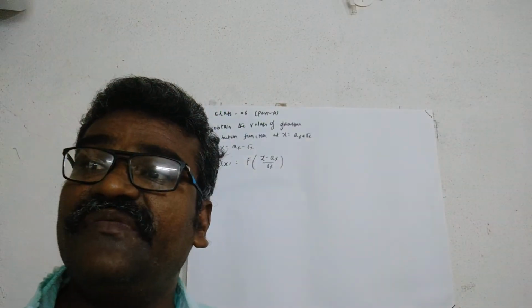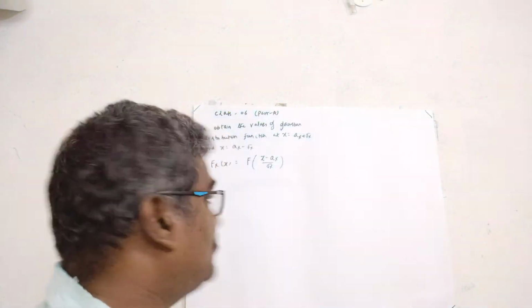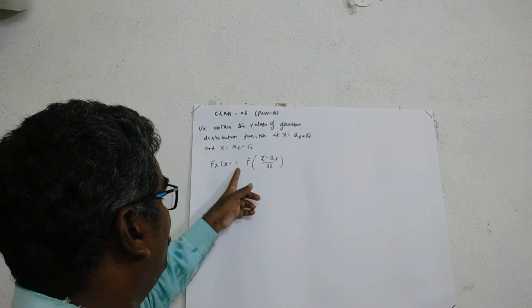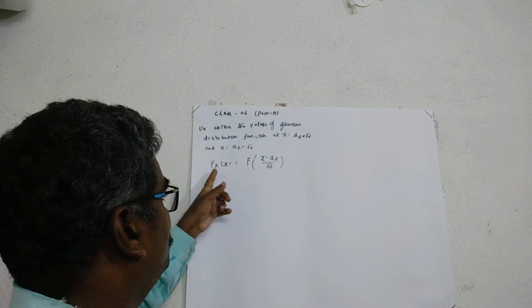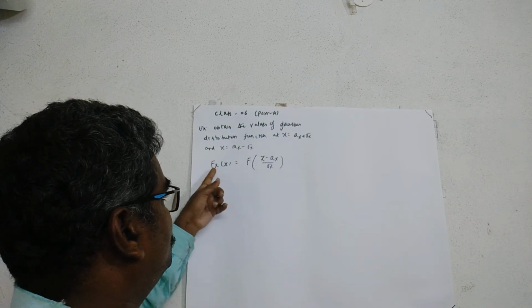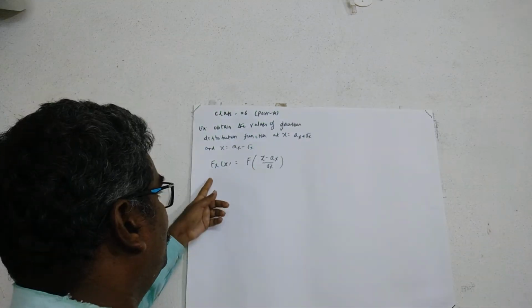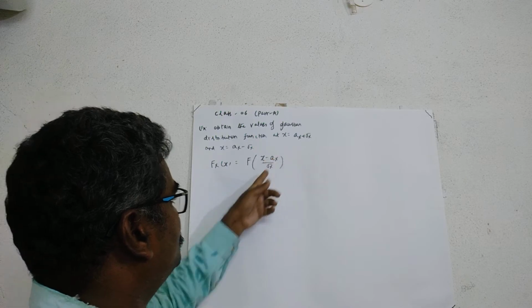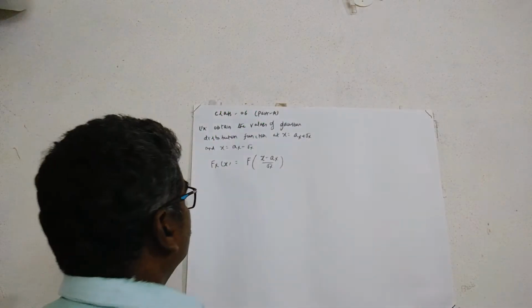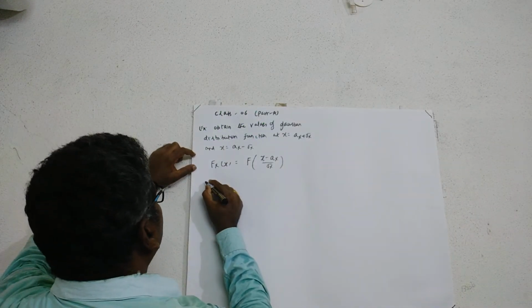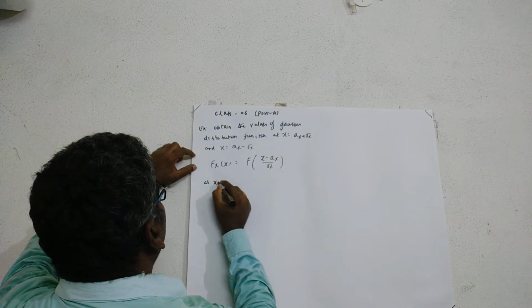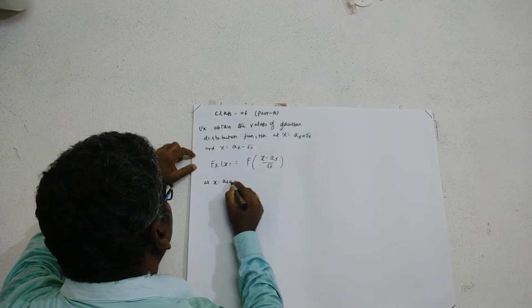What is the relation between a normal distribution function and the normalized distribution function? Fx of x is equal to F of (x minus ax) by sigma x. Let us substitute the first condition here, at x equal to ax plus sigma x.